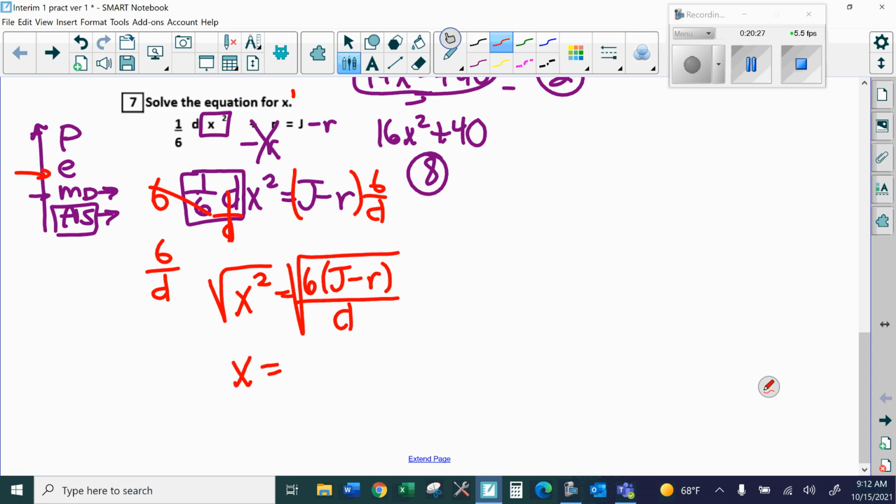x equals the square root. And technically it's plus or minus, but they probably don't have that on the test. They probably just have the plus, without anything there, which means plus.